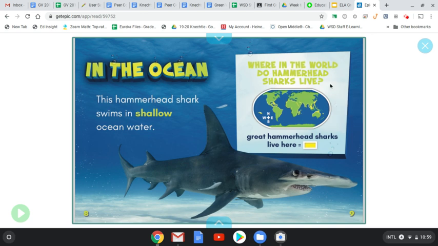Oh, here's another diagram. Actually, it's not only a diagram, it's a map. Sometimes authors put maps in their nonfiction books. It says, where in the world do hammerhead sharks live? Then it says, great hammerhead sharks live here. So anywhere that there's yellow, that's where hammerhead sharks live. And it's a little bit hard to see, but if you look really closely, you can see some yellow parts in here and over here. So around those areas along the shoreline, that is where the hammerhead sharks like to live.